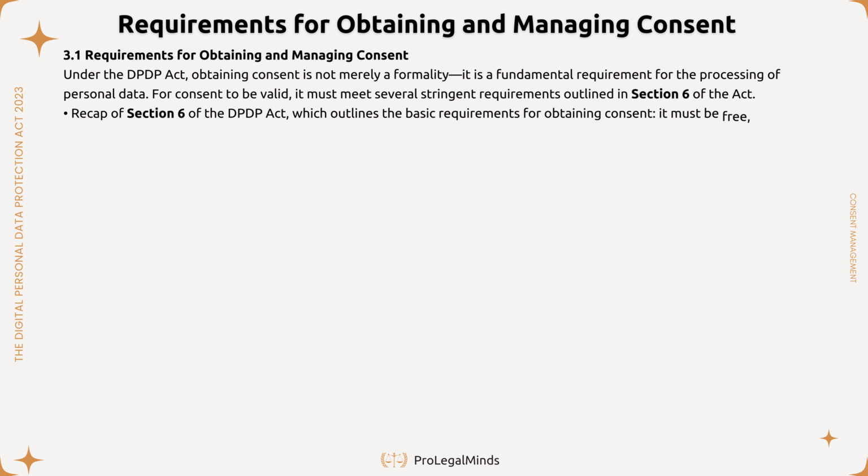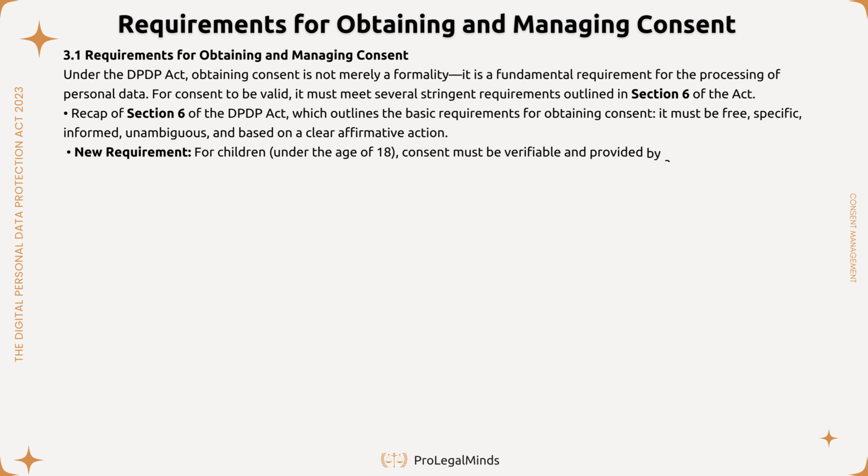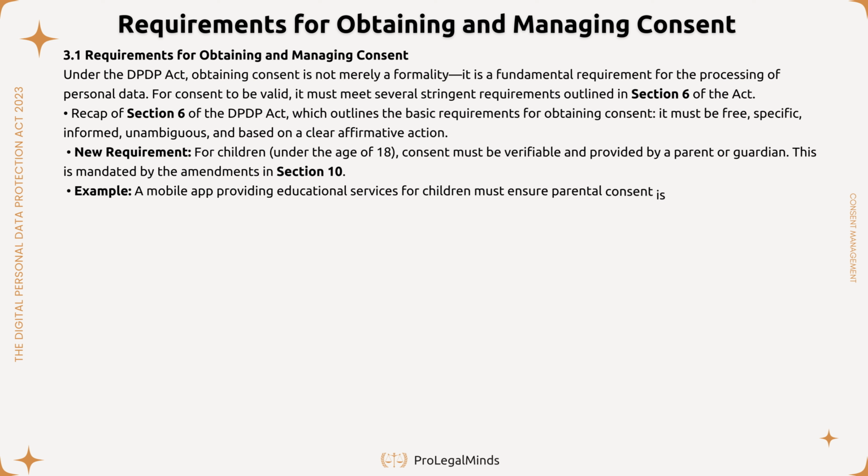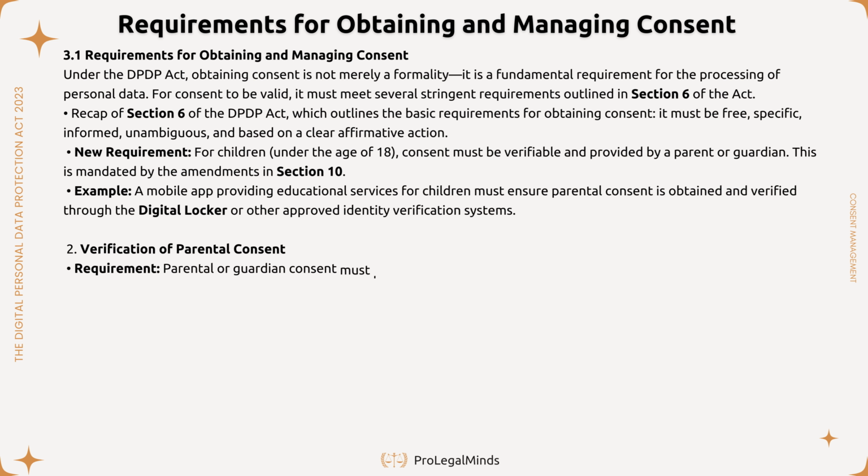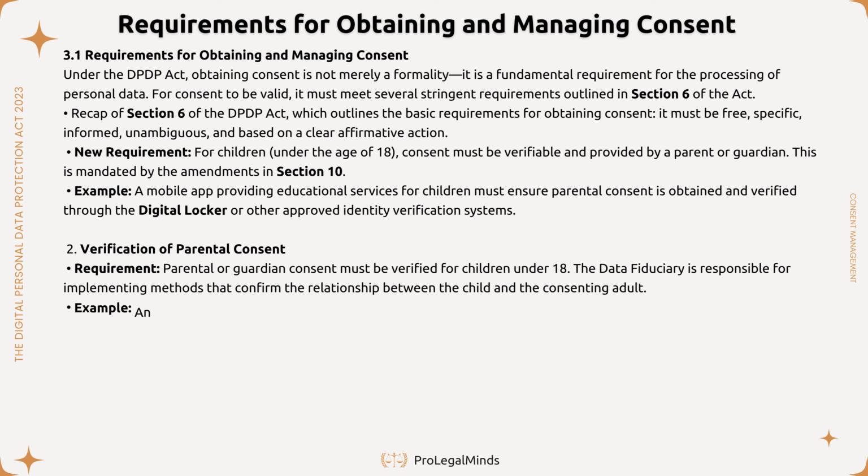Section 6 of the DPDP Act outlines the basic requirements for obtaining consent. Consent must be free, specific, informed, unambiguous, and based on a clear affirmative action. These requirements ensure that data collection is transparent and that individuals have control over their personal data.